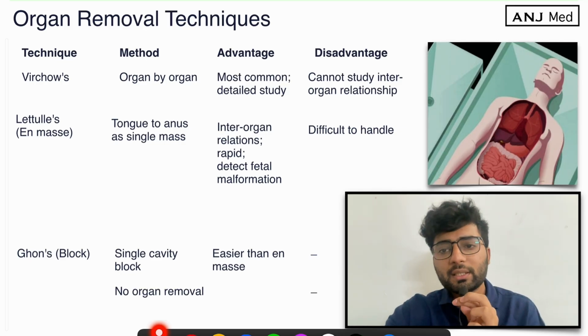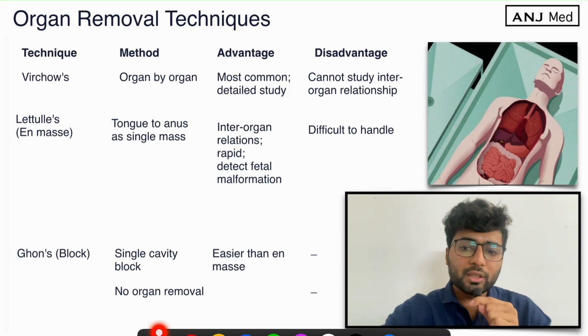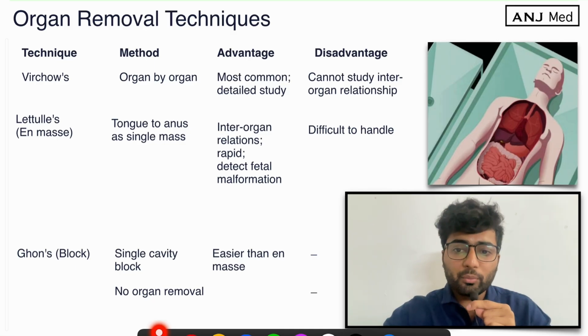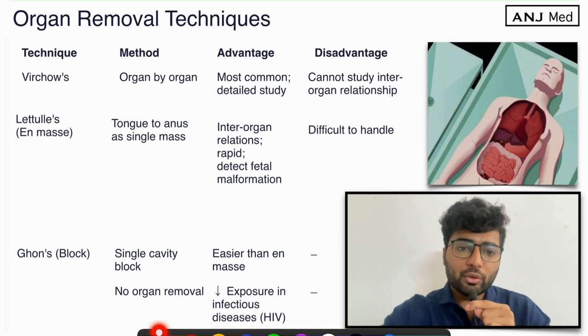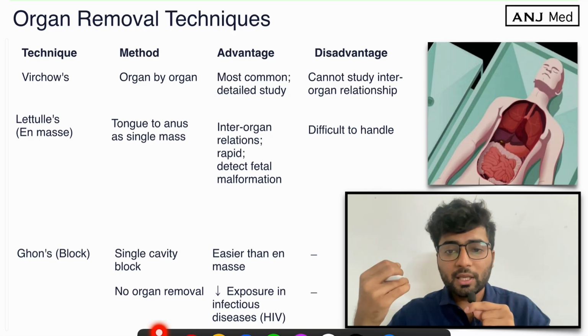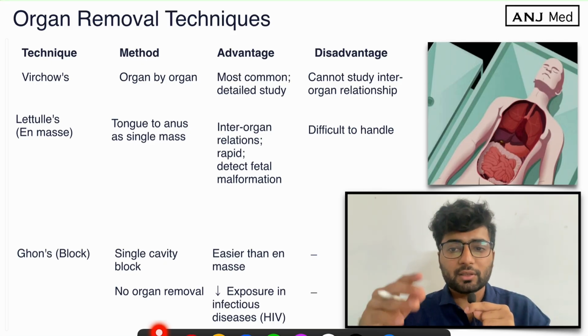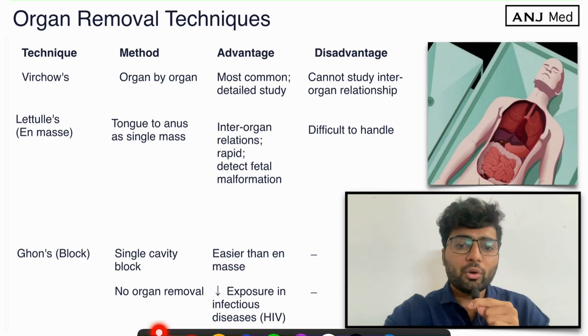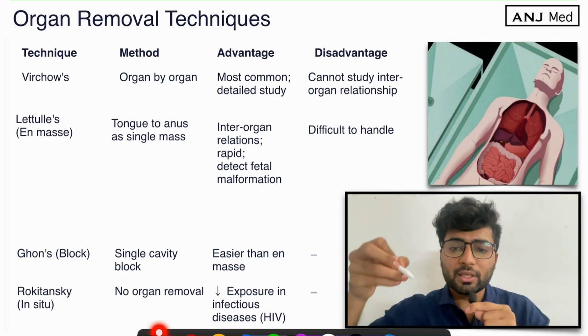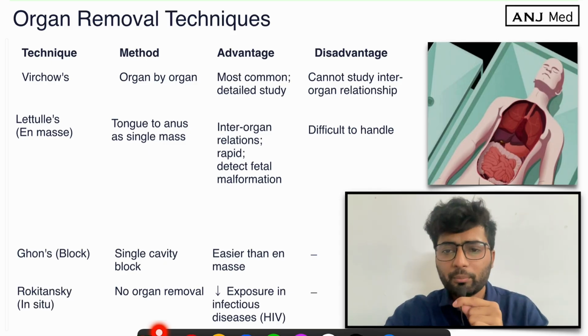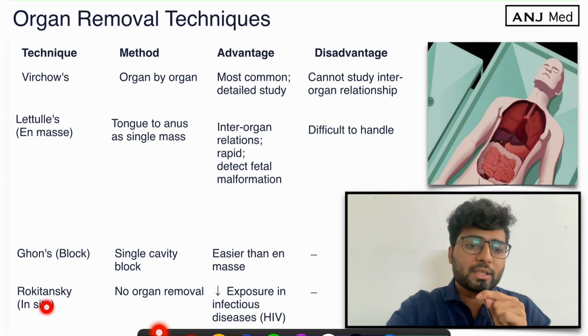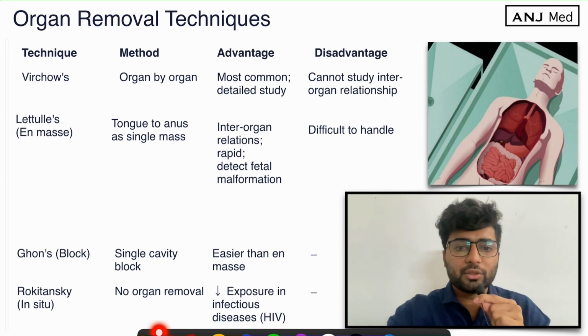The last one: in what condition are we afraid to remove any organ? Let's say the person died due to HIV exposure. If we examine the organs in thorough detail, there are chances of getting the infection through trauma, so we don't remove any organ. Here we examine just in situ. We take some samples and examine whatever we can. This is the Rokitansky method or in situ method, which is used in HIV exposures.